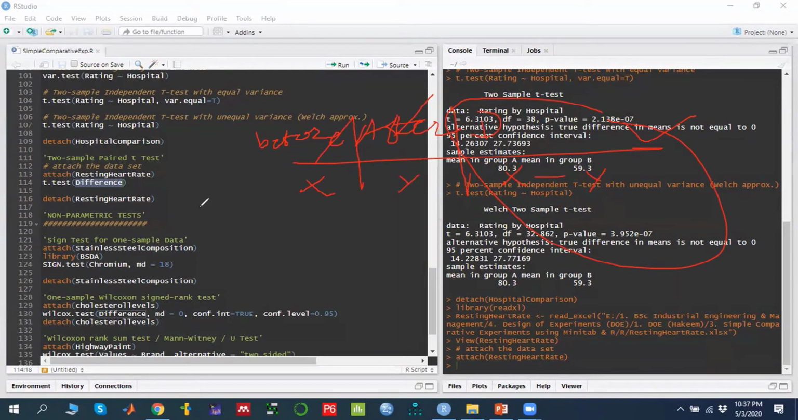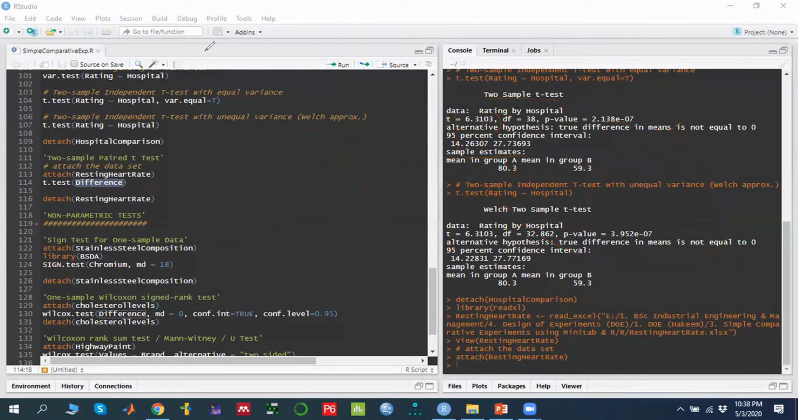How can I do that? I can use H0: mu d, the difference between before and after, is equal to 0, whereas the alternative hypothesis is that the difference is not equal to 0. That means the running program has no effect, that is the H0, whereas in the alternative hypothesis we are saying that the running program has an effect. So in the resting heart rate there will be an effect if we are able to accept H1.